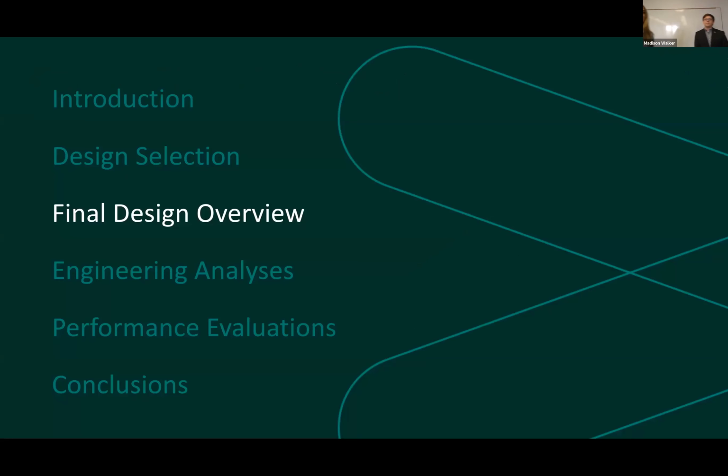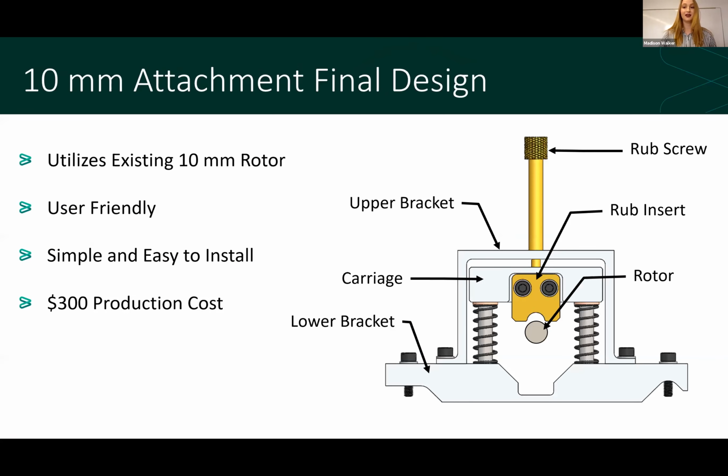Next, we're going to talk a little bit about our final designs and their iterations. This is our 10 millimeter attachment, one of our 2 designs. It utilizes our existing rotor, which was the 10 millimeter rotor I talked about earlier. It's very user-friendly because all you have to do is screw down that screw and then the carriage assembly is engaged. It's simple, it's easy to install on the rotor kit. It only takes about 5 minutes, as you'll see later, and it's only about $300 in production cost.